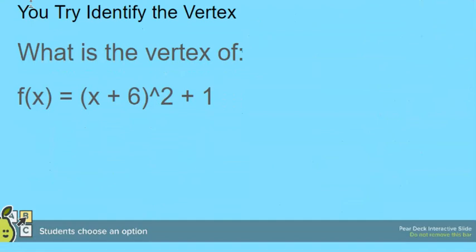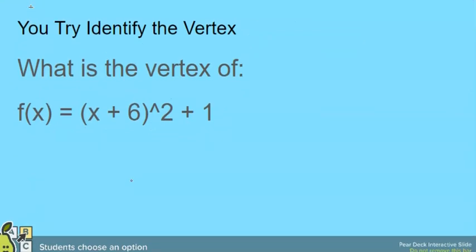Okay, now you try this one. Choose an option. What is the vertex of f of x equals (x plus 6) squared plus 1?